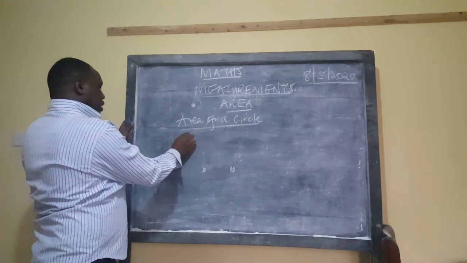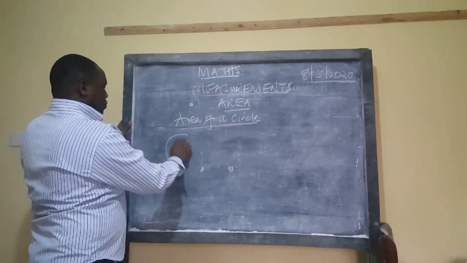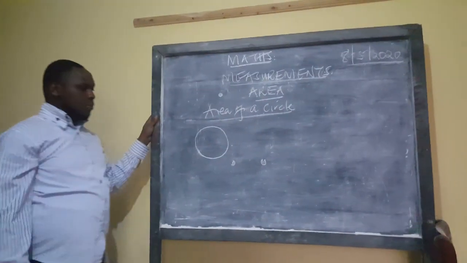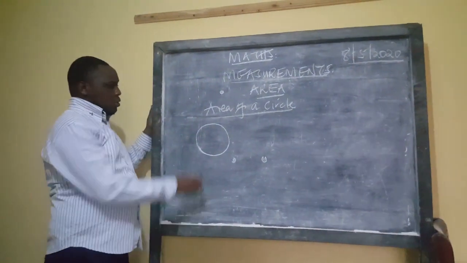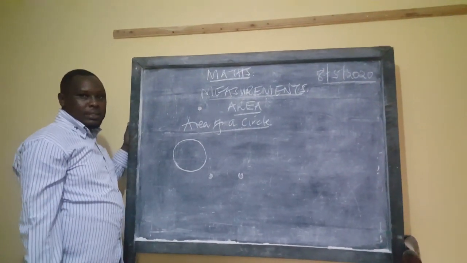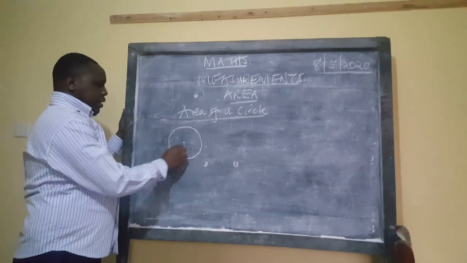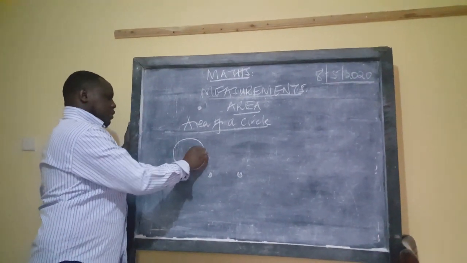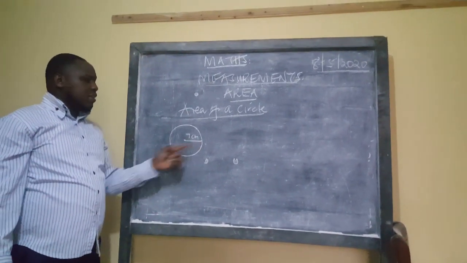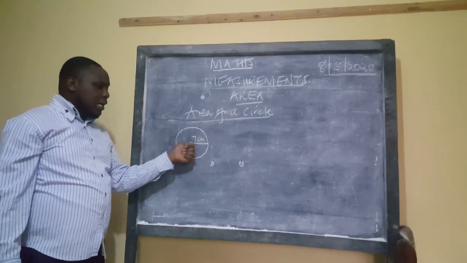So having known that, now we want to give examples of what we are supposed to do today. That you have a particular circle like that, and you ask, what is the area of this particular circle when you're given a radius of 7 centimeters? The distance from the center O to the circumference is 7 centimeters. So you are required to calculate the area.